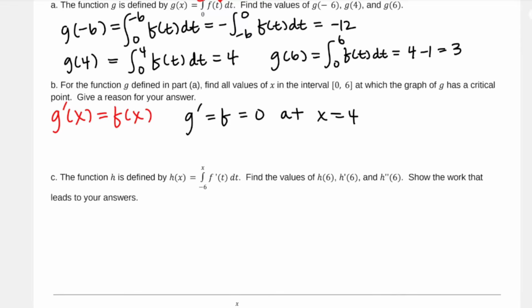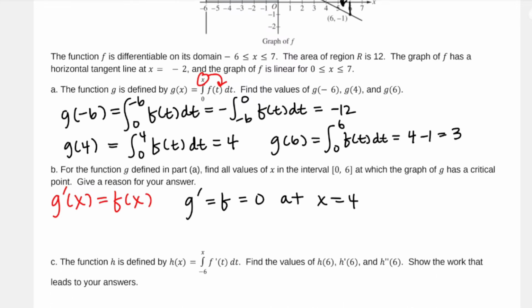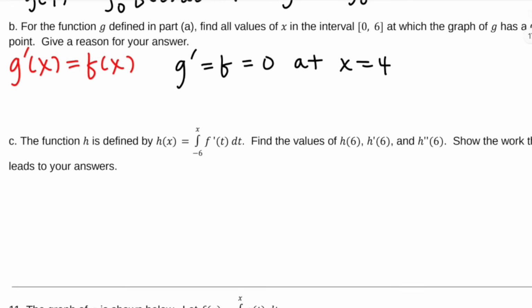Let h be the integral from -6 to x of f prime. Okay, that's interesting. h prime and h double prime. Okay, let's start with h of 6. I don't remember working this problem. I'm sure I did when the problem came out, but it's been long enough now, I've kind of forgotten about it. So h of 6 is the integral from -6 to 6 of f prime of t dt.